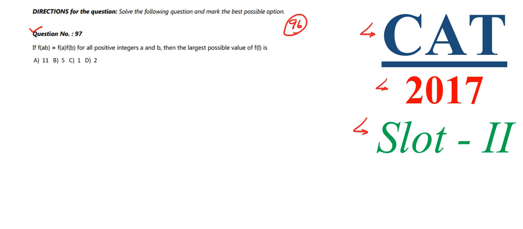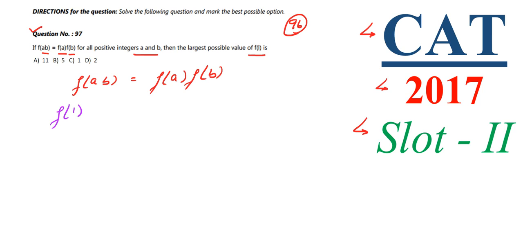So question 98 says if f(AB) is equal to f(A) into f(B) for all positive integers A and B, then the largest possible value of f(1) is. So here we have been given a condition which is f(AB) is equal to f(A) into f(B). So we need to find the value of f(1).